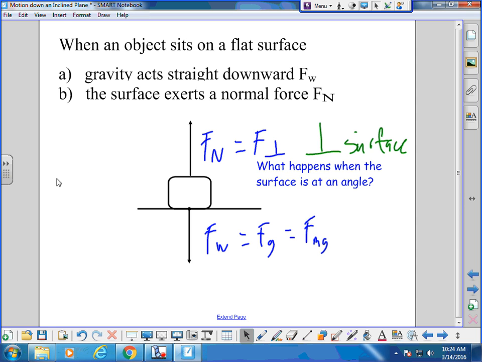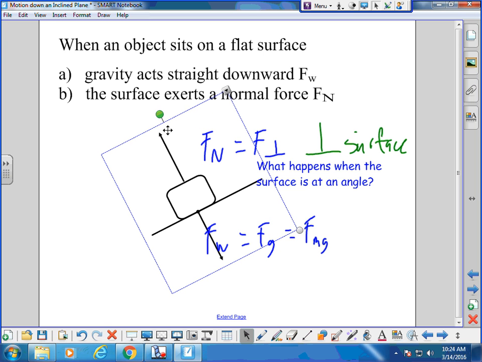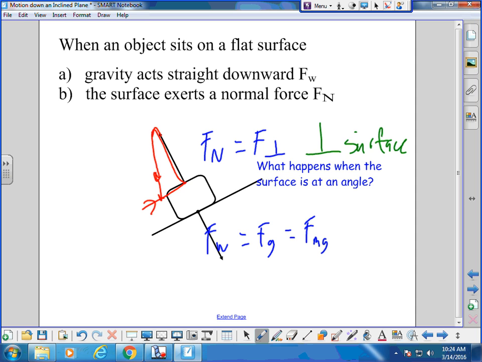Object doesn't accelerate. When I put it at an angle, like so, the weight force is no longer straight. Well, it is straight down, right? The weight force is like that, but the normal force, because it's perpendicular to the surface, is not opposite weight force. It's perpendicular to the surface. So it's like that, and because I have those two now, if I add them vectorially, I haven't done it very well, because the net force should be which way? This should be a little bit more like this. The net force should be down the ramp.